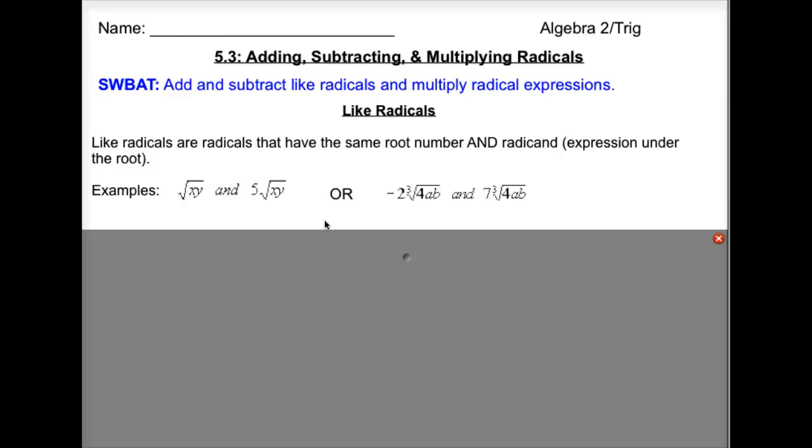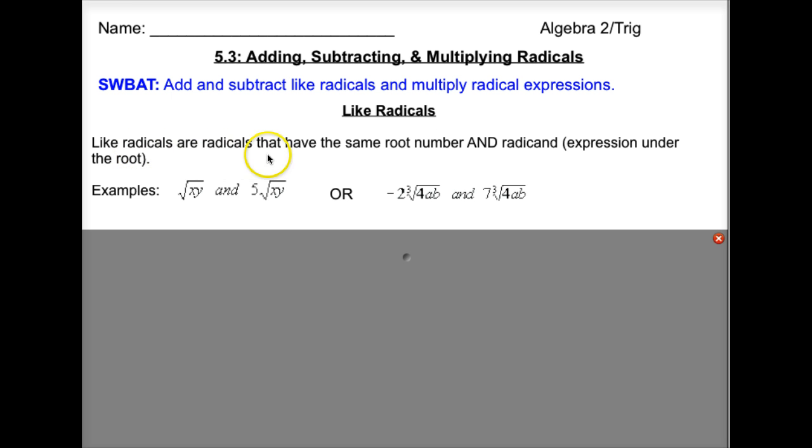We're moving on up to 5.3, which is adding, subtracting, and multiplying radicals. Our objective today is that students will be able to add and subtract like radicals and multiply radical expressions. So like radicals are just like terms, where you combine like terms based on if they have the same exponents.